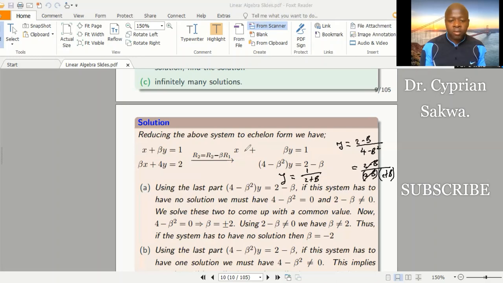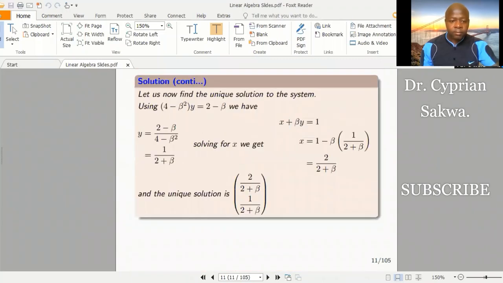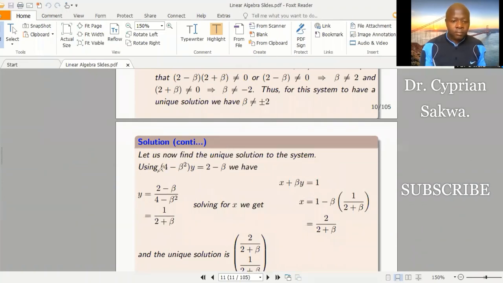You proceed to the second equation and make x the subject, substitute y to find x. Let me see what I got when I did that. So we found y to be this. Now solve for x, and make x the subject. We'd have x equals 1 minus beta y. But this is our y. And so that gives us x to be equal to 2 out of 2 plus beta.